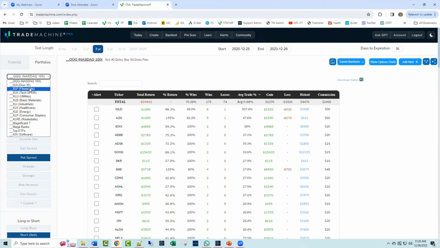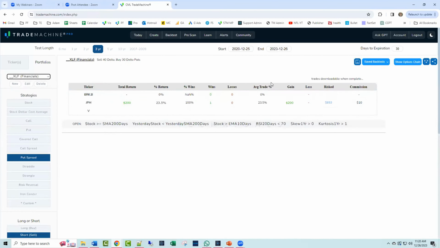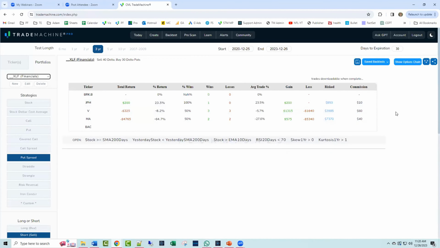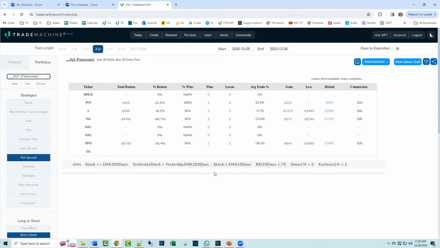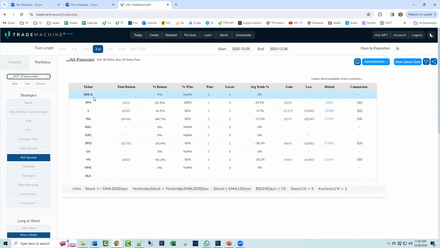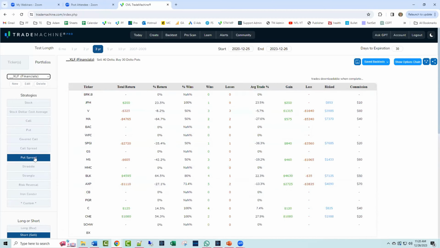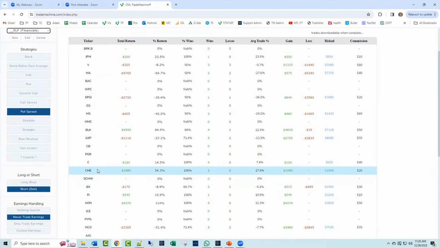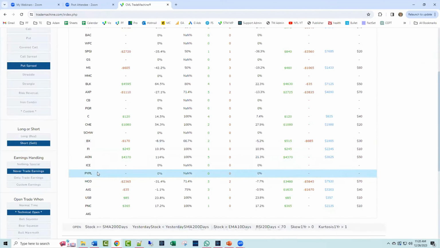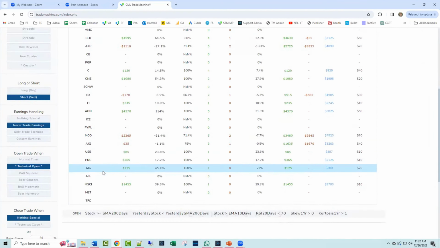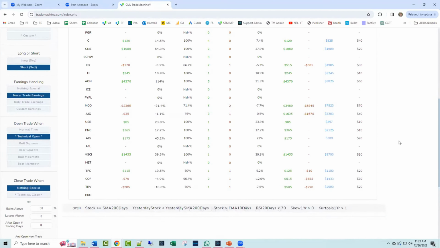So I'll click XLF and it's going to do the same rigmarole. 3 years, it's going to go through all of these, the exact same strategy, just going to look at financials. And we're going to let it go. You can see some names I'm sure you're familiar with. Berkshire Hathaway, JP Morgan, Visa, MasterCard, Bank of America, Wells Fargo, right? Goldman Sachs, Morgan Stanley. You know these names. American Express, Schwab, the CME, PayPal. You know these names. So let's let it load.